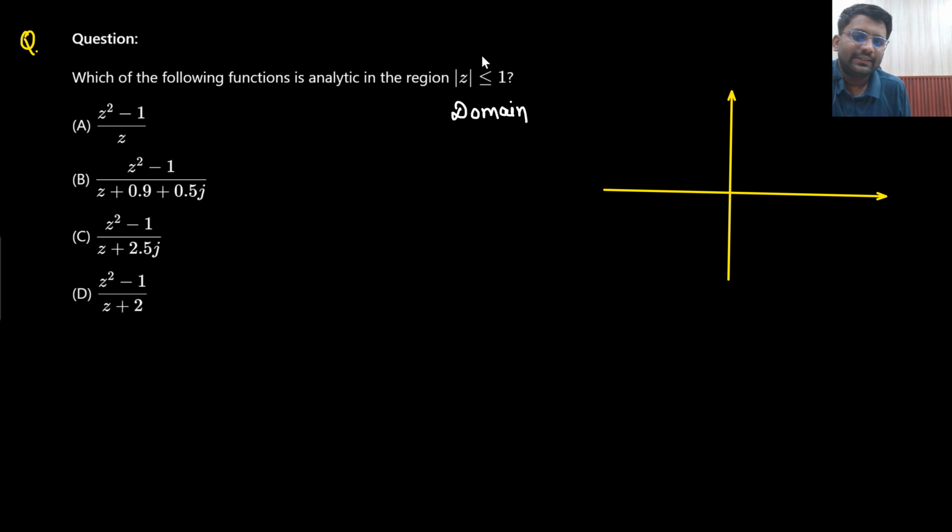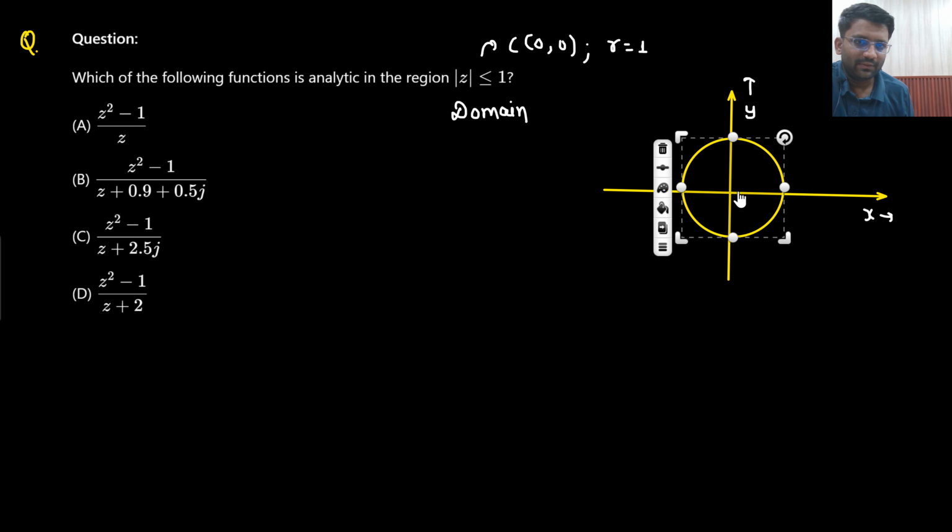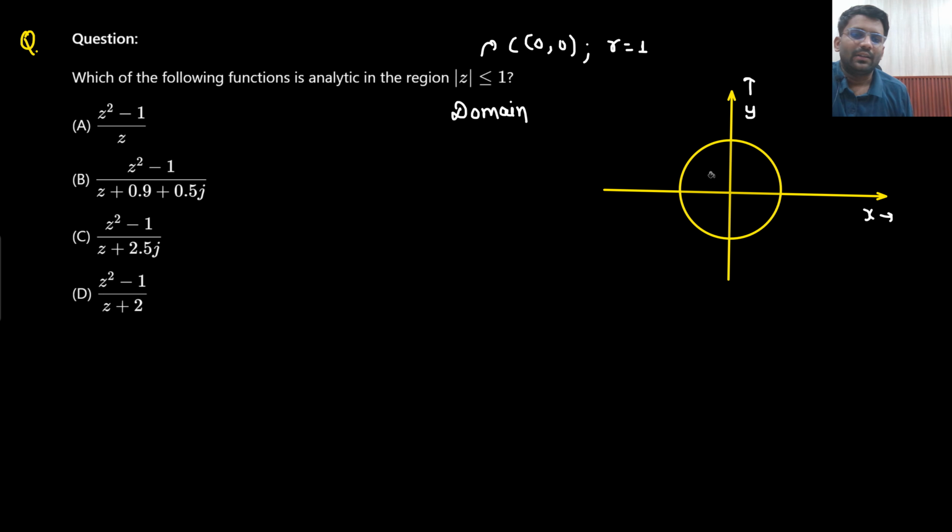What is my region, sir? It is a circle with center at (0, 0) and radius 1. Although it is not a circle, it is a disk. So first you will draw a circle with center (0, 0) and radius 1. Now whatever points are lying inside this circle, at all these points you need to check whether the function is analytic or not. This is what you are supposed to check. Understandable?